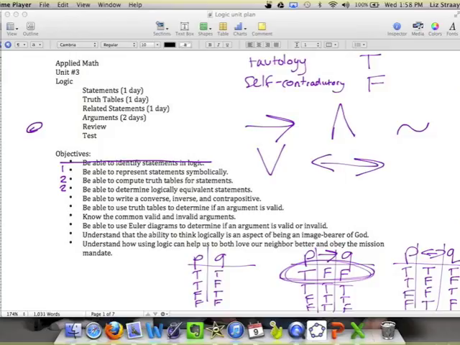Is there a way to see if it's a tautology? Only by making a truth table, and then in that truth table getting all truths.